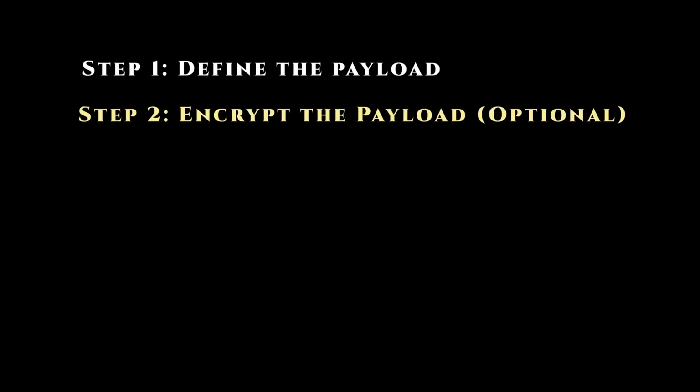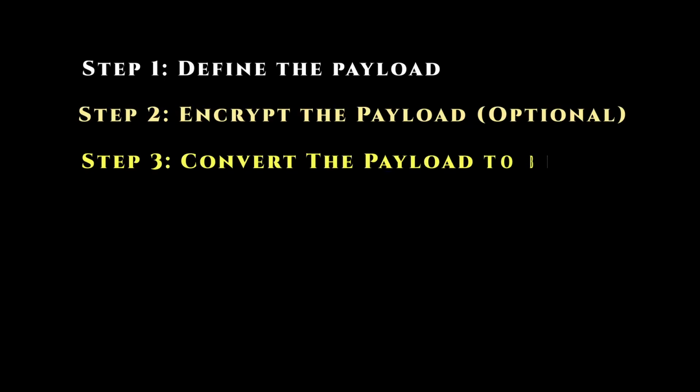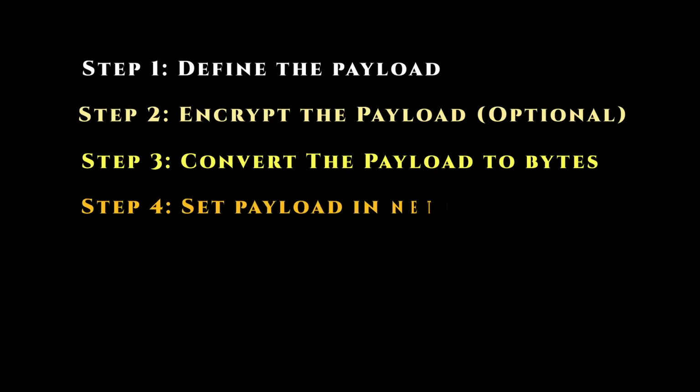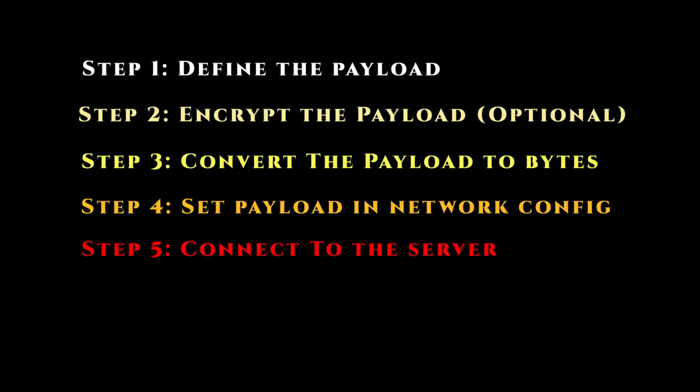I'll give you a quick workflow on how to use the payload. Step 1. Define the payload. Step 2. Encrypt the payload. Optional, but highly recommended. Step 3. Convert the payload to bytes. Step 4. Set payload value in the network config. And Step 5. Connect to the server.